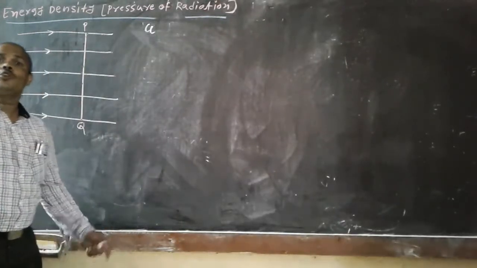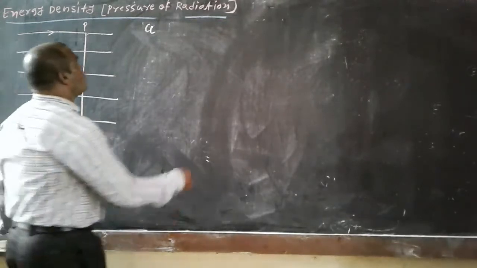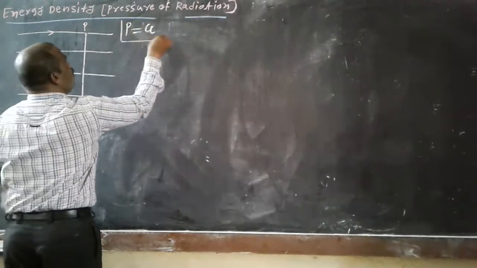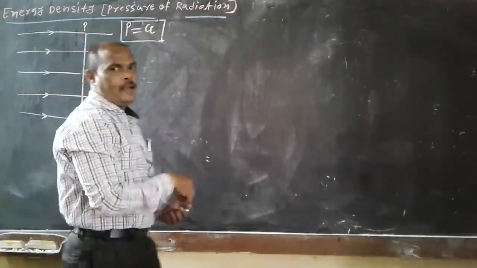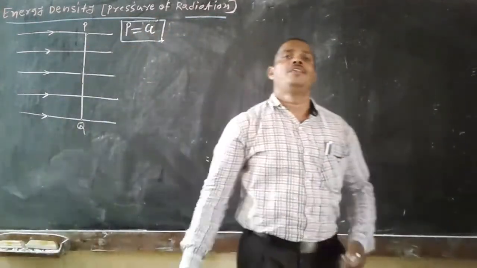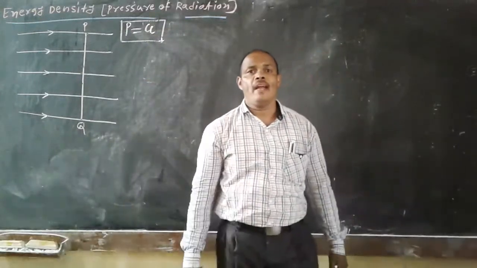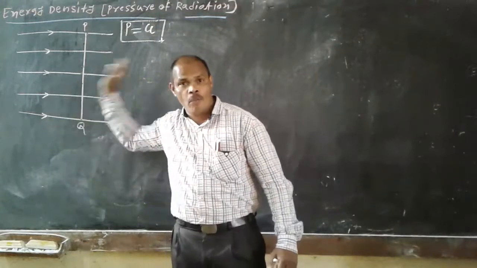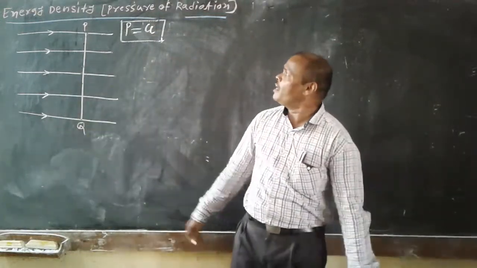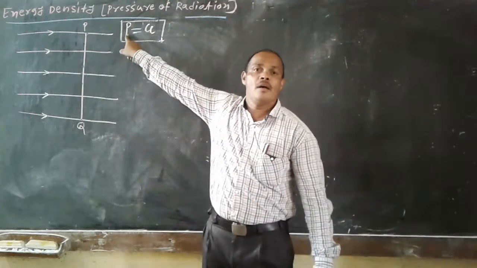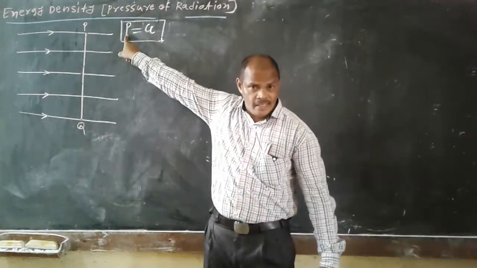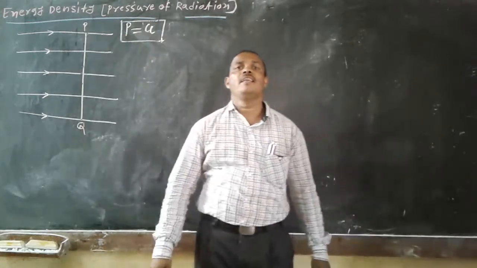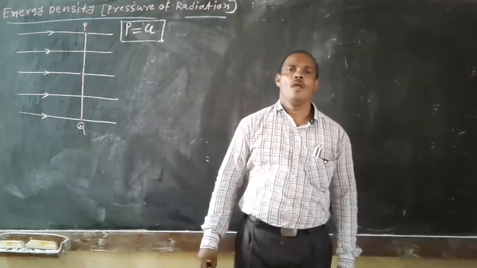Now we have to show that the pressure exerted by the radiation is equal to the energy density of the radiation. We have to show that whenever these radiations are incident normal to the surface, then the pressure exerted by the radiation, that is radiation pressure, is equal to the energy density of radiation.